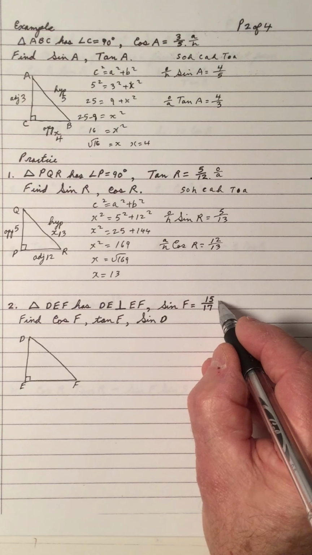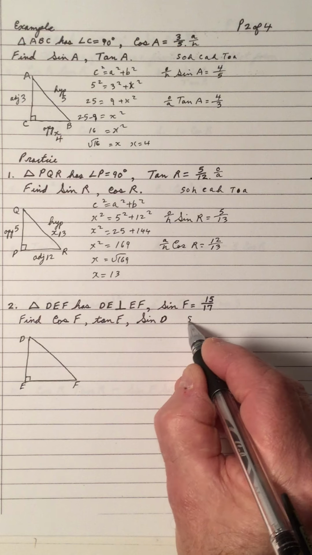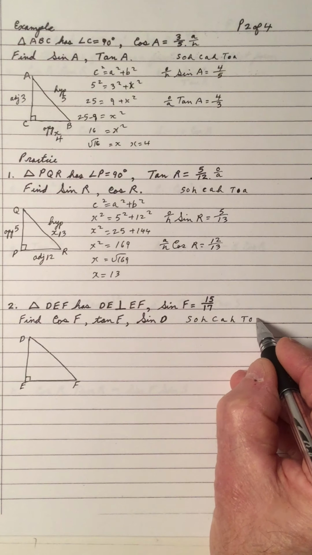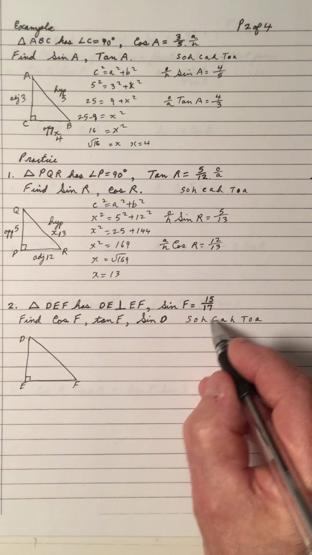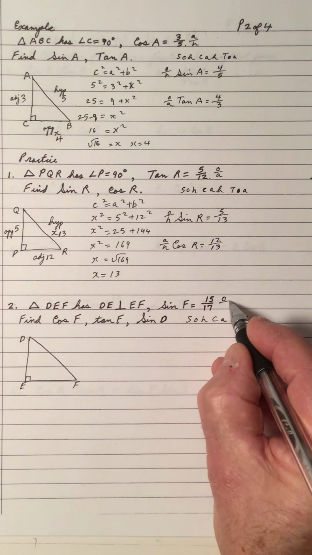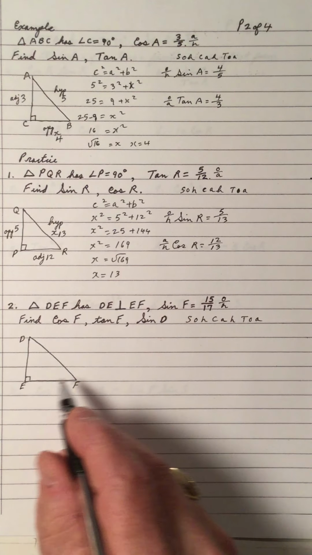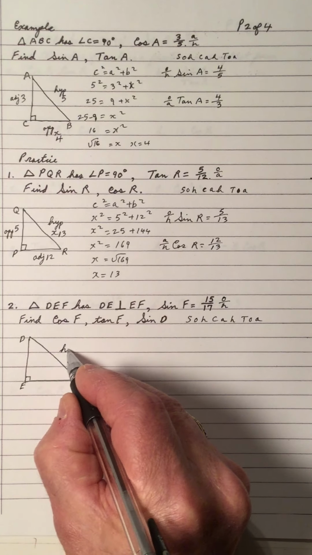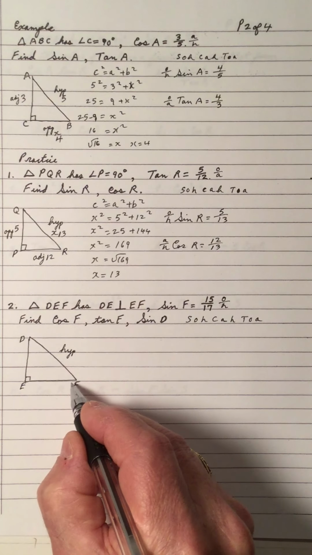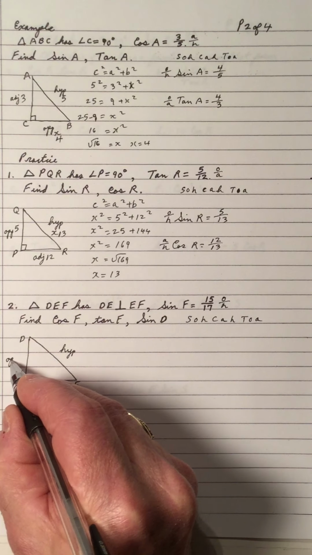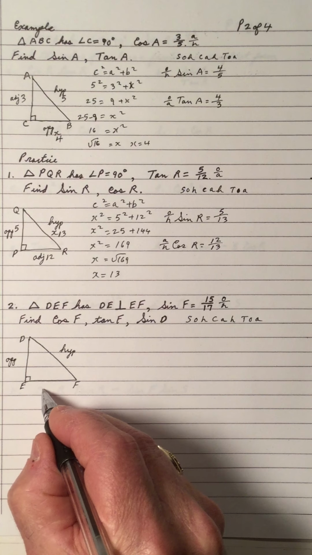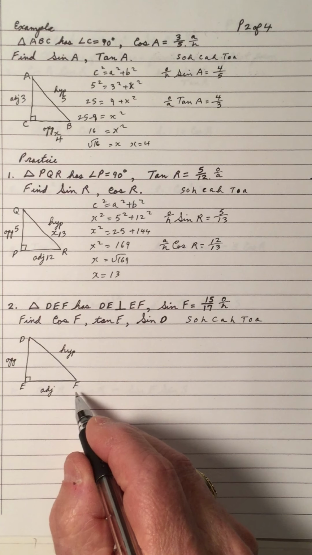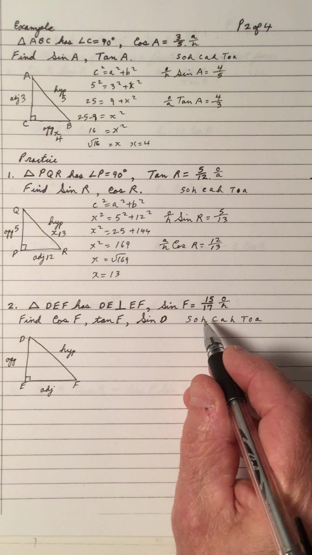And it says that the sine, SOHCAHTOA. Sine is opposite over hypotenuse. And what we have is in terms of F. So in terms of F, this is the hypotenuse opposite the right angle. The sine of F, so that's opposite. And that's adjacent in terms of F. Okay, here we go.